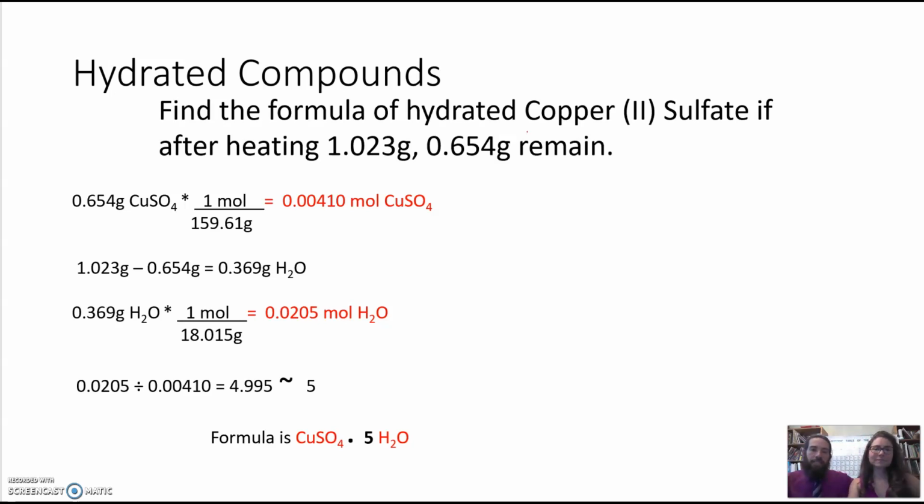Some terminology you might see are words like dehydrated, and that means that it's dry. So notice here it says find the formula of hydrated. That tells us that we have a hydrate. We just don't know how many waters are there. So you might see terms like dehydrated, meaning that's the dry, that's the 0.654.